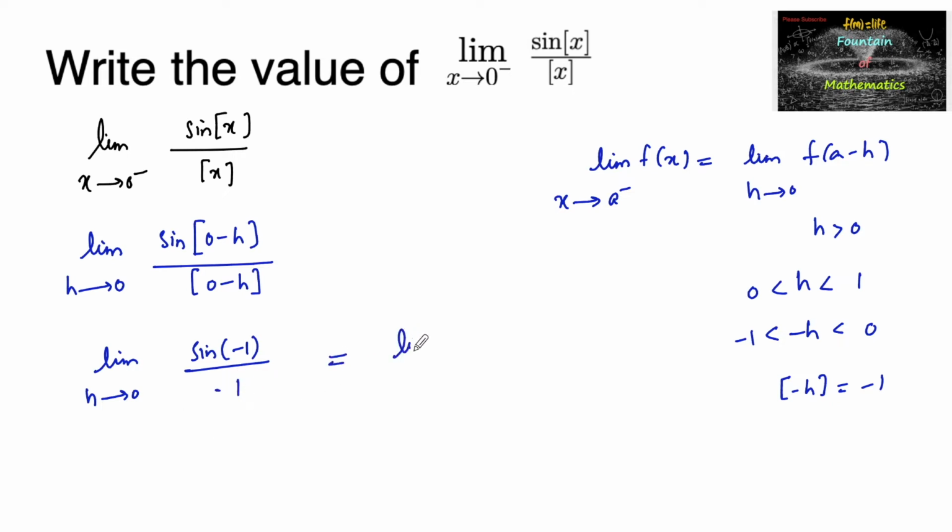So we can write limit h tends to 0 minus sine 1 upon minus 1, which is equal to limit h tends to 0 sine 1. Here sine 1 is independent of h, so we can write the direct answer sine 1. So sine 1 is the answer for the limit.